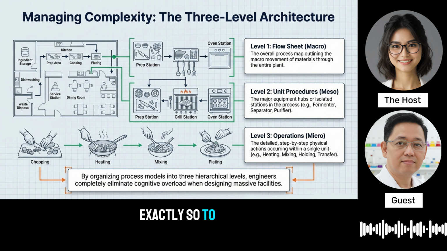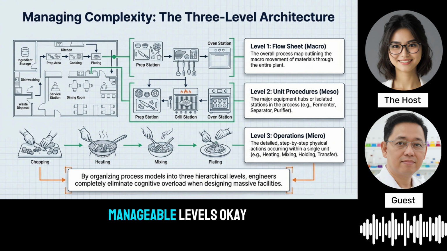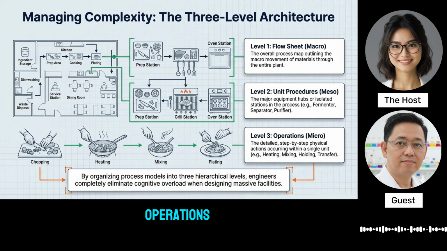Exactly. So to stop engineers from getting overwhelmed, the simulation software organizes this massive complexity into 3 distinct manageable levels. Okay, 3 levels. Let us break those down. Sure. Level 1 is the flow sheet, level 2 is unit procedures, and level 3 is operations.